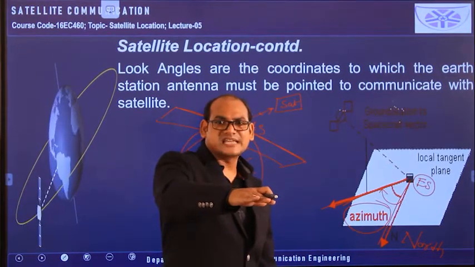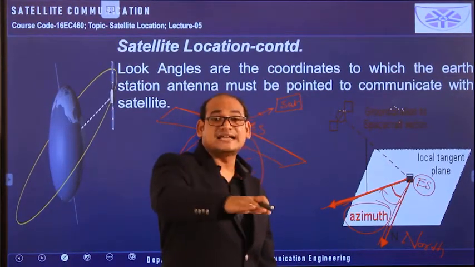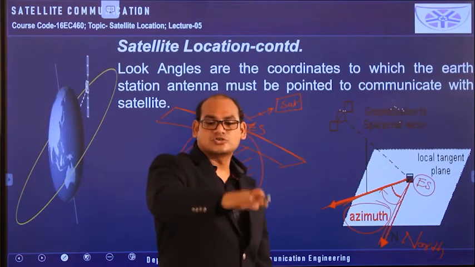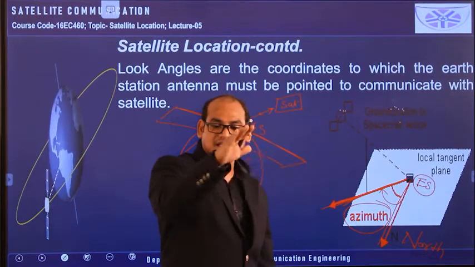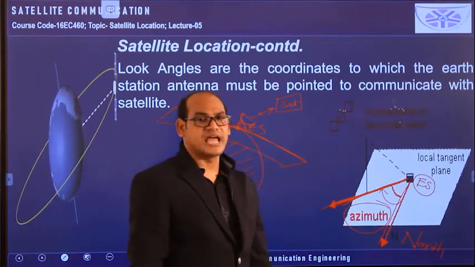Okay, your earth station antenna has to be looking like this. That is given by the elevation angle. So like this you have to see this angle. From the local horizontal plane, this angle is called the elevation angle.